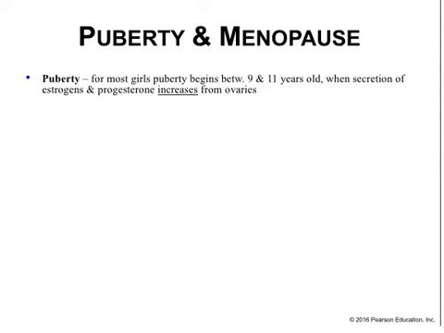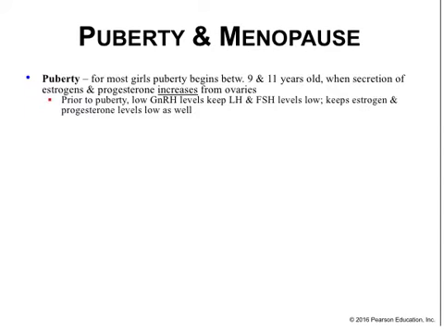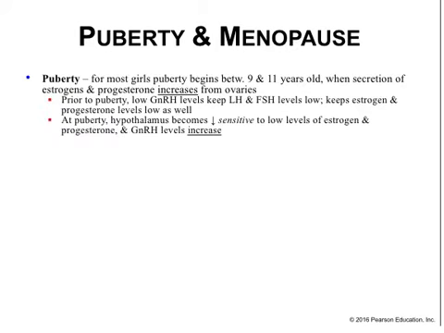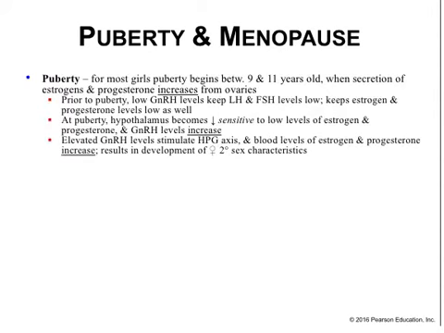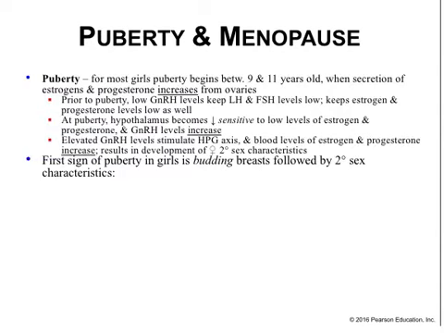For most girls, puberty begins between 9 and 11 years of age, when the secretion of estrogens and progesterone increases from the ovary. Prior to puberty, low GnRH levels keep LH and FSH levels low, and this reduces estrogen and progesterone levels as well. At puberty, the hypothalamus gets less sensitive to low levels of estrogen and progesterone, and gonadotropin levels go up. These high levels stimulate the HPG axis, and blood levels of estrogen and progesterone increase. This results in the development of female secondary sex characteristics.